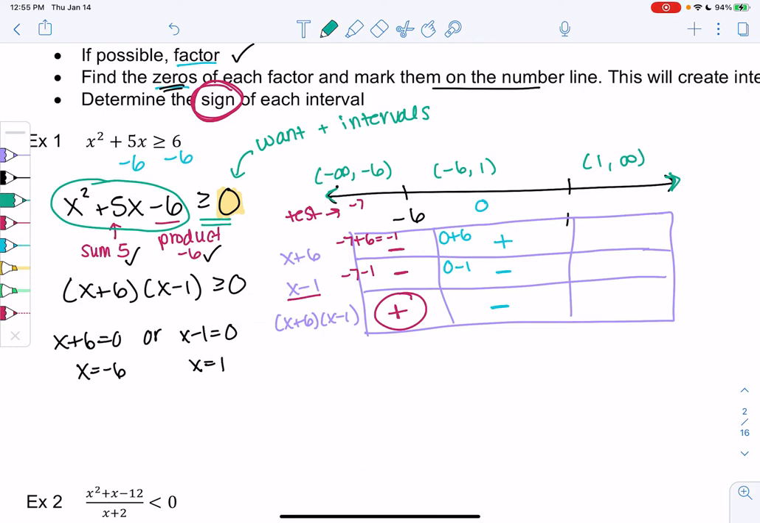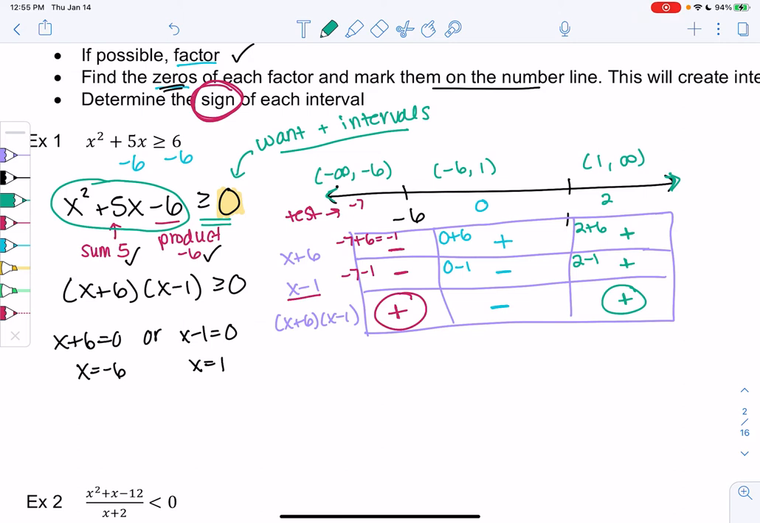And then our final interval is 1 to infinity. Pick a number on the interval, not the endpoints. So don't pick 1, but maybe pick 2 or 3 or 4. I like 2. So 2 plus 6 is 8, or positive 8. 2 minus 1 is positive. So this interval is positive. And remember, we wanted those positive intervals.